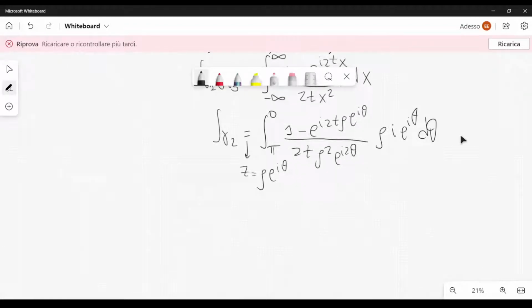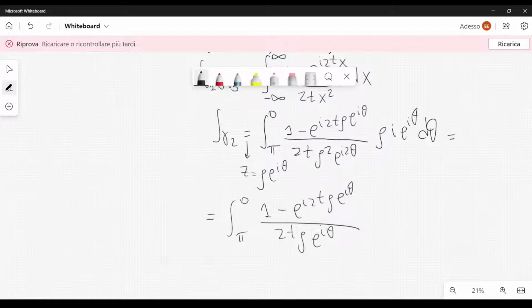And now I can simplify this a little bit. This is integral from pi to 0, 1 minus e to the I 2t rho e to the I theta divided by 2t rho squared e to the I. So actually I can simplify this rho squared with the rho here. So I have rho in the denominator, and then I have e to the I theta, because I can simplify it with e to the I theta. Then I have I d theta, like this.